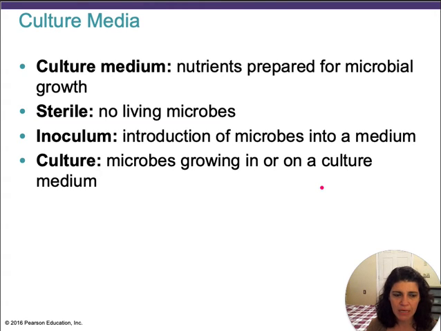Okay? I'm saying bacteria, but of course, if we're talking about fungi, protozoa, all the same. They all need a culture medium to grow in a lab, okay? When the medium is sterile, it means there's no microbe in there. When the medium has bacterial growth, you can call that your inoculum, okay? And a culture is microbes growing in or on a culture medium, on if the medium is solid, right?